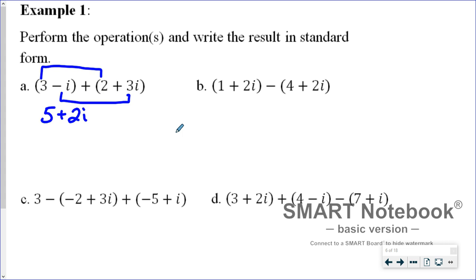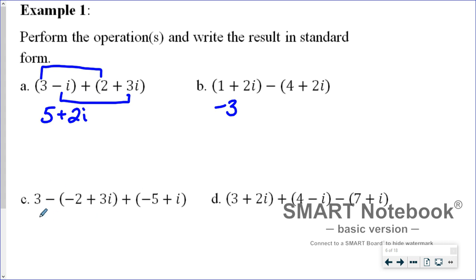Okay, so let's take a look at these. Here, of course, we have 1 minus 4, so that's going to be -3. And then we have 2i minus 2i, which is just 0i. So you don't even have to write it. Just -3 is perfectly sufficient. Now, of course, if you put plus or minus 0i, that's fine.